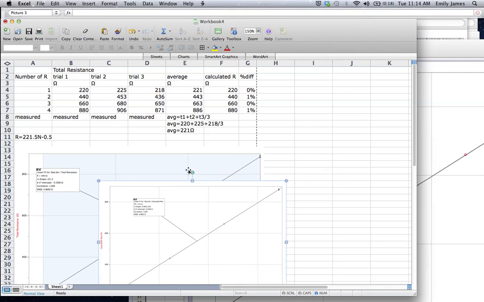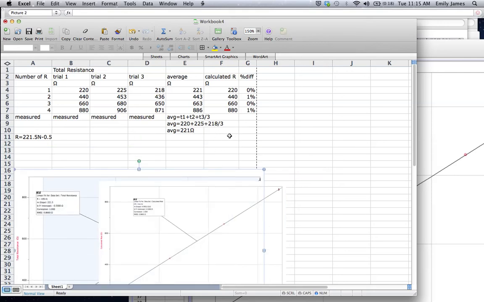Last thing we got to do, make sure we're okay with our sample calculations because we now have 2 more calculated columns. So how did we calculate this? Well, we said calculated R equals N times R1. So calculated R equals 1 times 220. So calculated R equals 220 ohms.